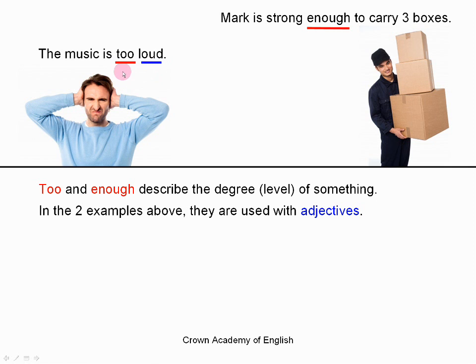So here the word too is describing the degree of loudness. And here the adjective is strong. And so the word enough is describing the degree or level of strength. Okay?